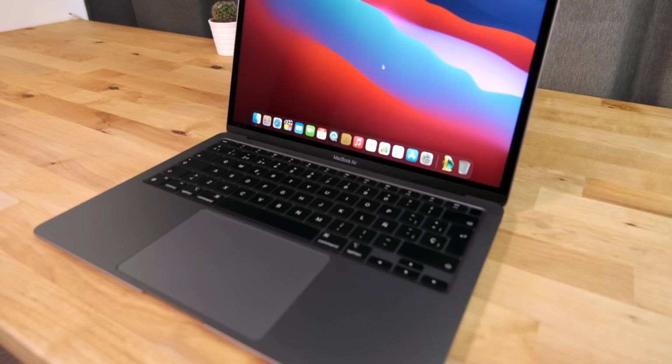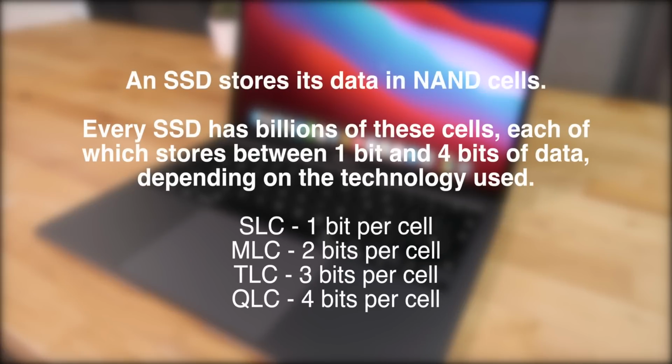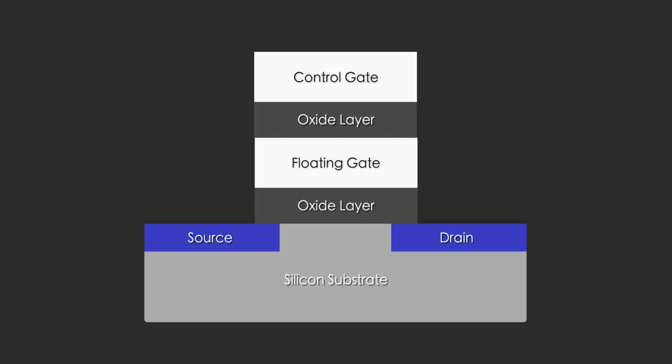To understand why having such large amounts of data written to the SSD is bad, it's necessary to understand the basics of how SSDs work. An SSD stores its data in NAND cells. Every SSD has billions of these cells, each of which stores between 1 bit and 4 bits of data, depending on the technology used. Every cell is a floating gate transistor, which contains a control gate and a floating gate isolated by an oxide layer.